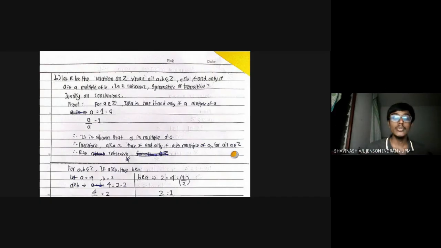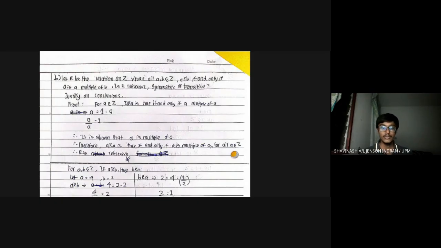For reflexive, as usual, we need to show that A R A is true if and only if A is a multiple of A. So we need to show that A is a multiple of A. That means A equals A. We know that, but we need to write it in this form: A equals 1 times A. Since A divided by A gives a whole number, it is shown that A is a multiple of A. So we conclude that A R A is true for all A in Z. So that means R is reflexive.